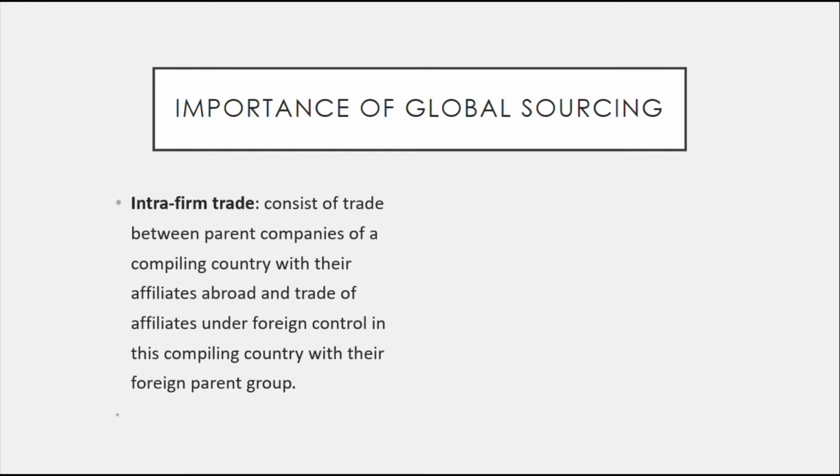The definition of inter-firm trade is that it consists of trade between parent companies of a country with their affiliates abroad, and trade of affiliates under foreign control in this country with their foreign parent group. It accounts for 30 to 40% of exports and 35 to 45% of imports in the case of the United States.